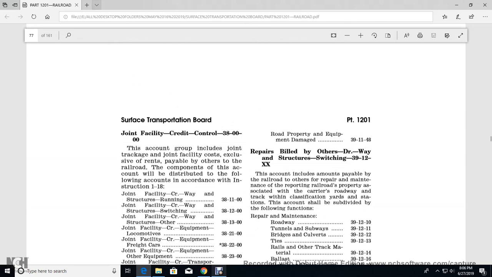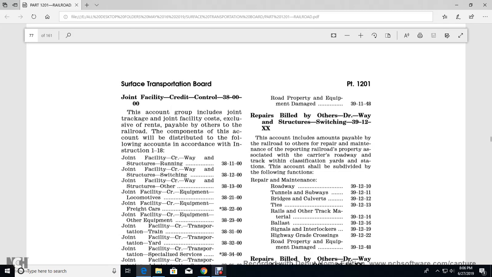Okay, joint facility credit, control 3800. The account group includes the joint track and joint facility cost, inclusive of the rents payable to the railroad, otherwise the components of the account, distributed to the following accounts in accordance with instruction 118.